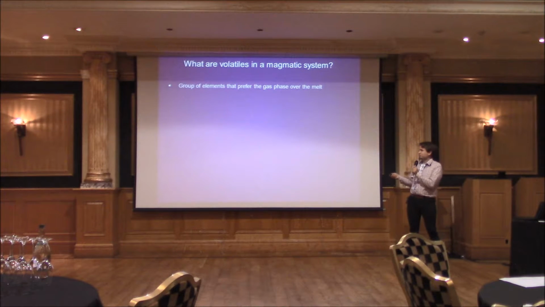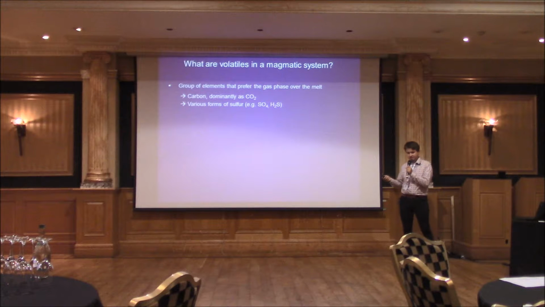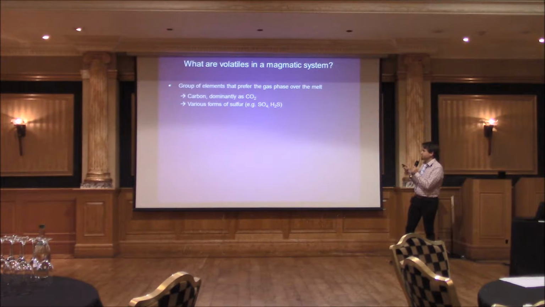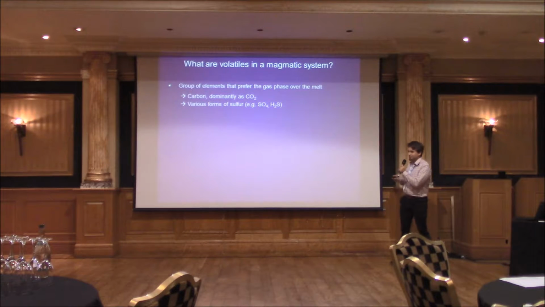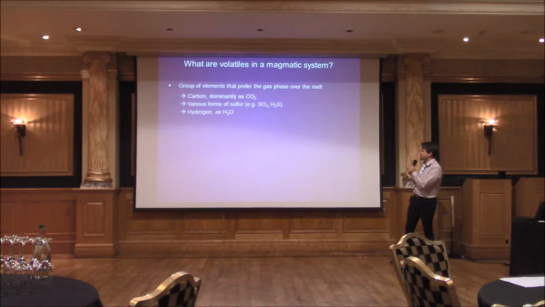These are a group of elements that prefer the gas phase over the melt, especially at low pressures. These include carbon, which is dominantly stored as CO2 in magmas, or various forms of sulfur, which depend on the oxidation state of the magma, so sulfur dioxide or hydrogen sulfide. Hydrogen, mostly as water, and halogens like fluorine and chlorine.